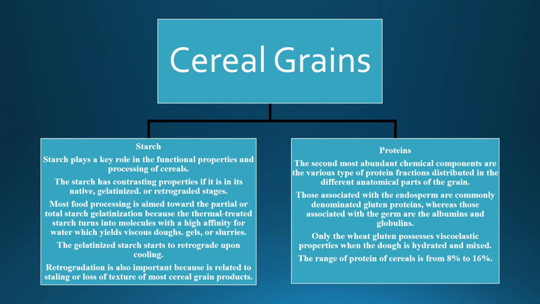Proteins are the second most abundant chemical components, with various types of protein fractions distributed in the different anatomical parts of the grain. Those associated with the endosperm are commonly denominated gluten proteins, whereas those associated with the germ are the albumins and globulins. Only the wheat gluten possesses viscoelastic properties when the dough is hydrated and mixed. The range of protein of cereals is from 8% to 16%.